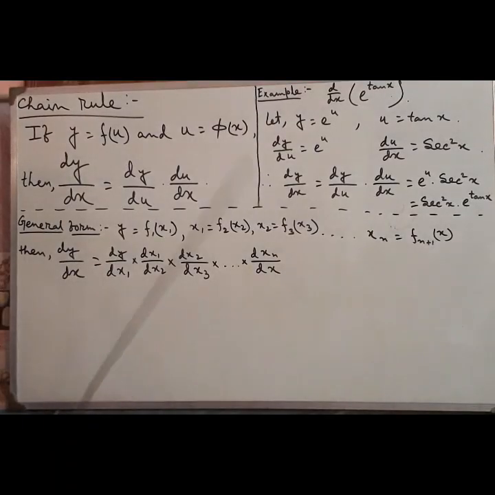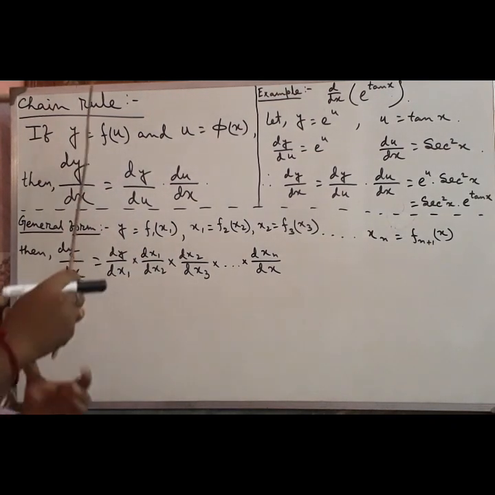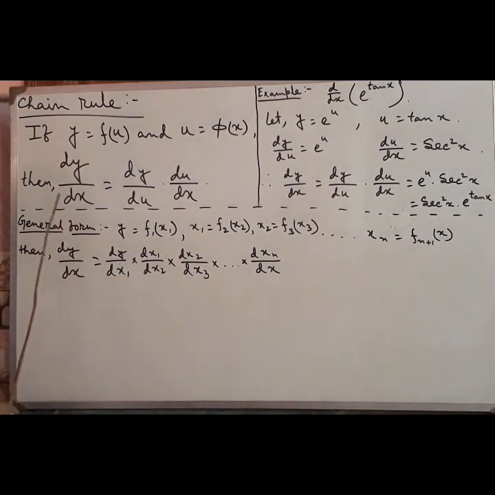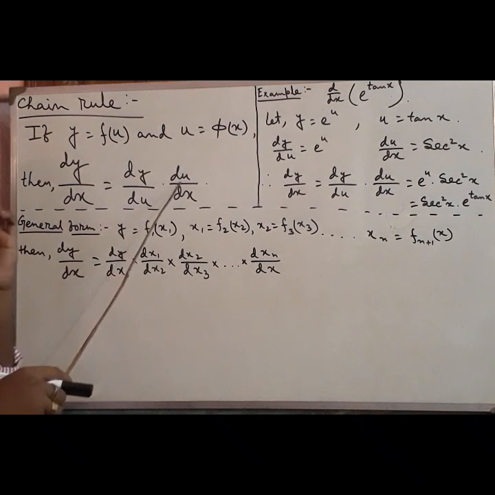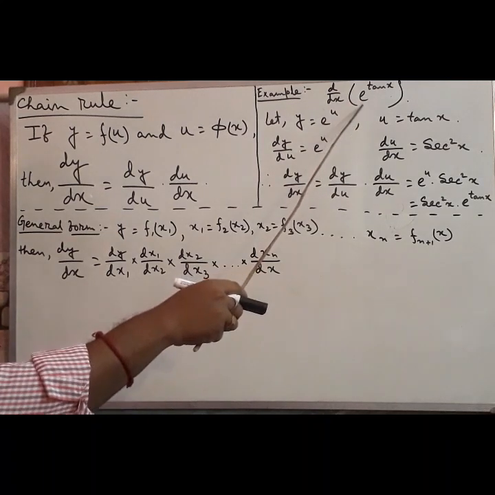Chain rule for derivative. Now if y is a function of u and u is a function of x, then how to get the derivative of y with respect to x, dy/dx? It is the derivative of y with respect to u into the derivative of u with respect to x. One example we took, d/dx of e to the power tan x.